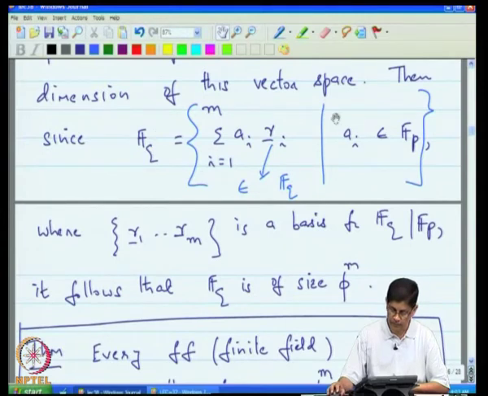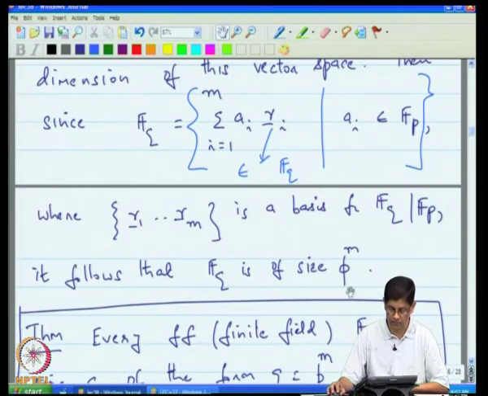Now the moment you write this, you realize that there are p choices for each of these coefficients, so I can actually count. This finite field on the left has q elements. On the other hand, if I look at the size of this set and I know that every such linear combination is distinct, how many possible linear combinations are there? Well, I have p choices for a1, p choices for a2, p choices for am. So, the total number of them is p to the m. So, it follows that the size of this finite field is p to the m, but the size of the finite field is q. So, it must be that q is p to the m.